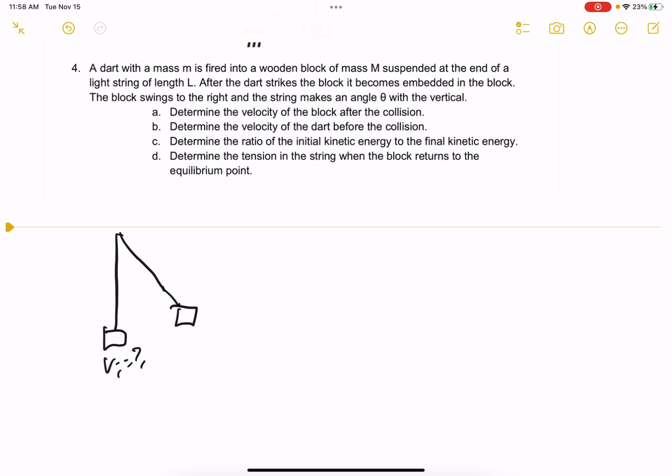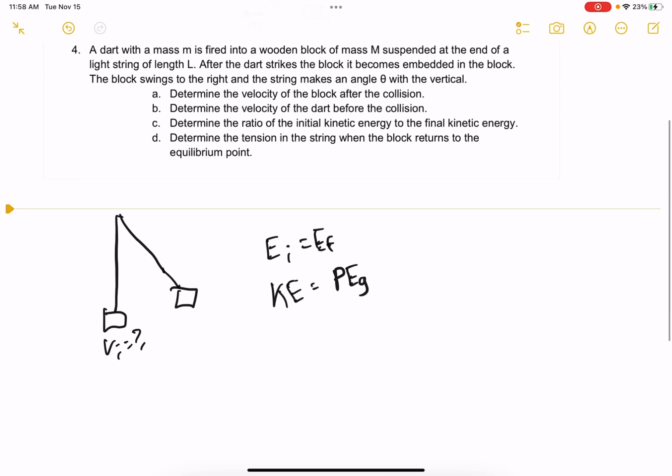Now remember, anytime I'm looking for velocity and it's not a collision, what would be the method I would use? Hopefully you know that should be an energy question. Now, what kind of energy do we start with? Just kinetic energy. And then what kind of energy do we end with? Just potential energy from gravity. So it doesn't look too bad.